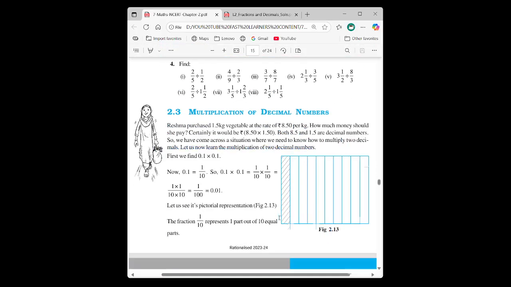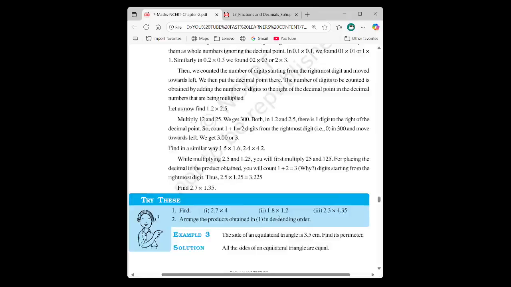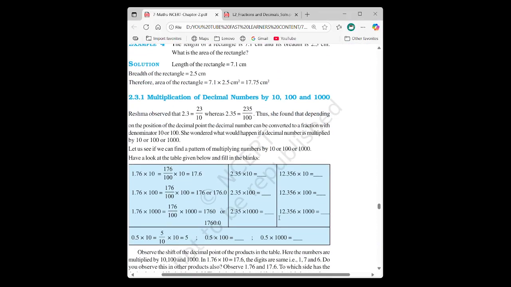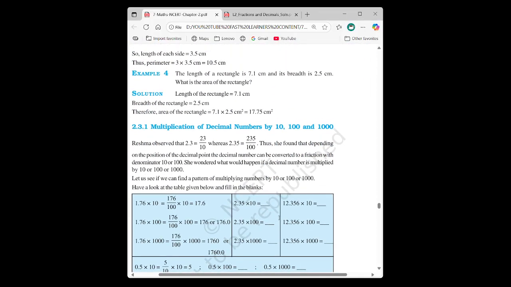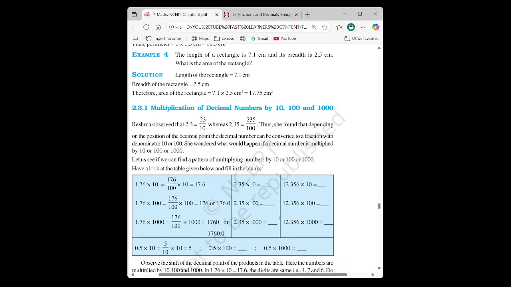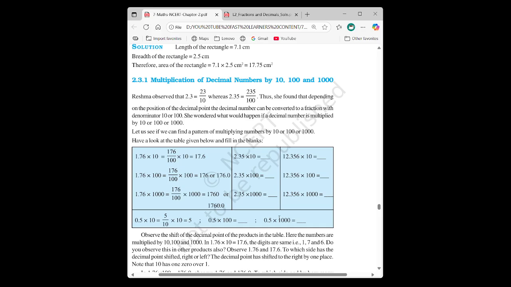Then comes the next question. Here we are going to see the multiplication of decimals. Now multiplication of decimal numbers is very easy. Multiplication and division both, by 10, 100 and 1000.